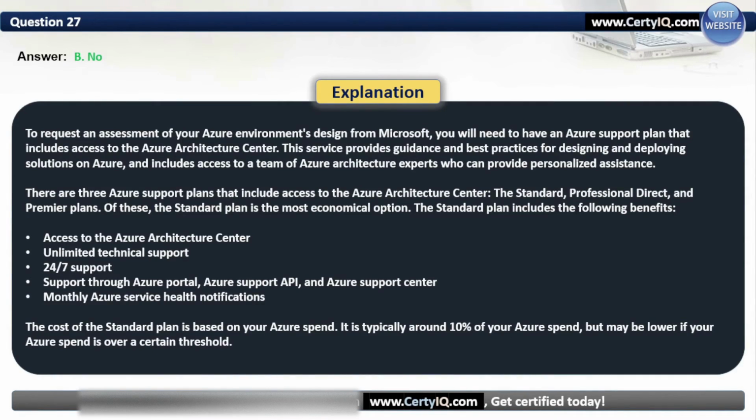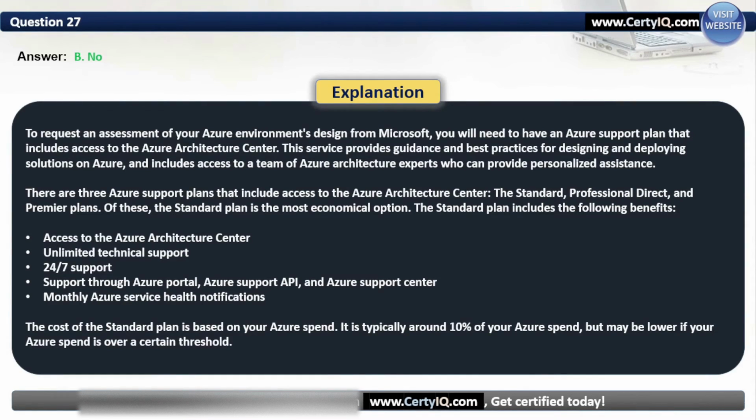To request an assessment of your Azure environment's design from Microsoft, you will need to have an Azure support plan that includes access to Azure Architecture Center. This service provides guidance and best practices for designing and deploying solutions on Azure and includes access to a team of Azure architecture experts who can provide personalized assistance. There are 3 Azure support plans that include access to the Azure Architecture Center: the Standard, Professional Direct, and Premier plans. Of these, the Standard plan is the most economical plan.